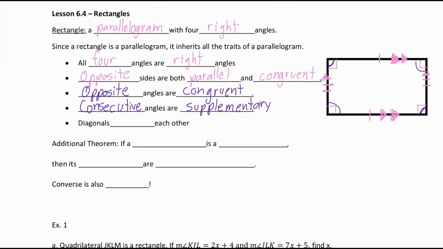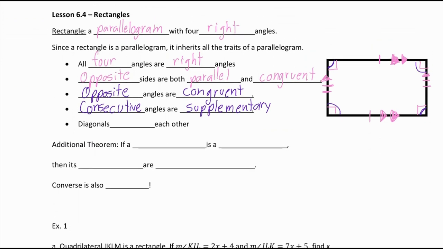Okay. And then what's also true about diagonals? They bisect each other. Meaning if I have a diagonal, oh, that was a rough looking diagonal. I'm gonna try to fix that one.